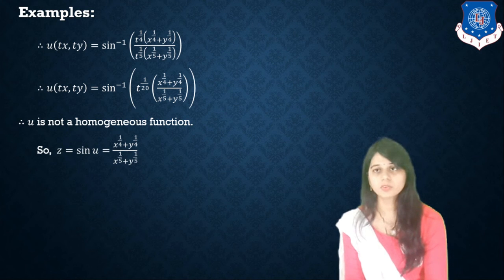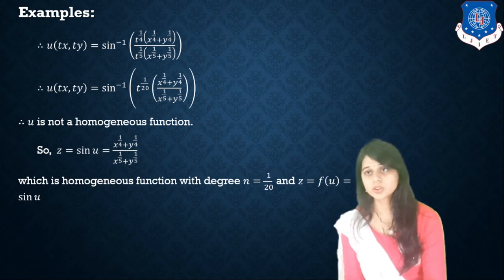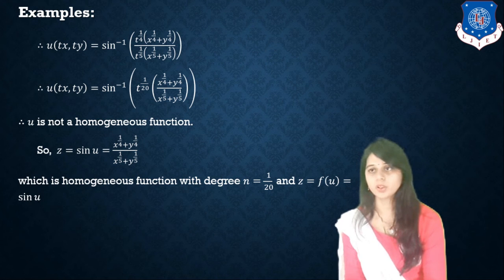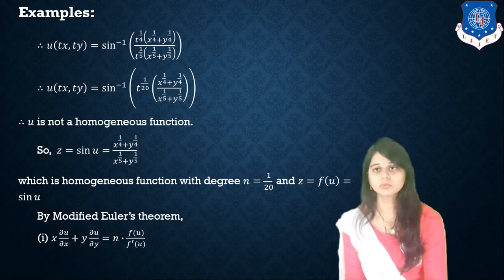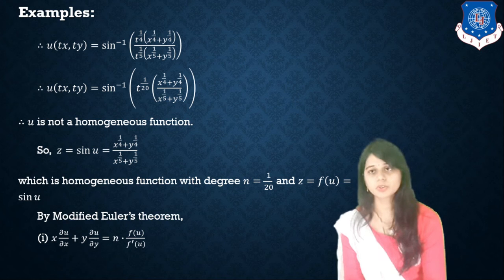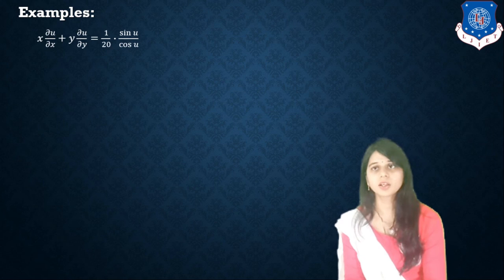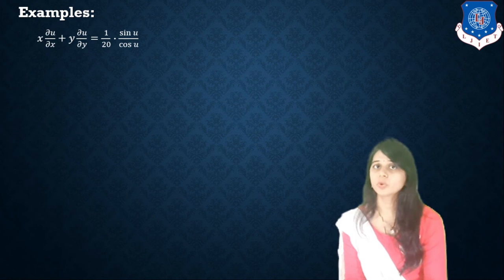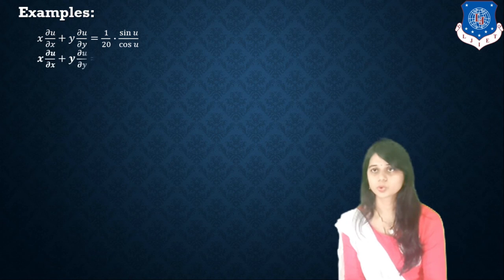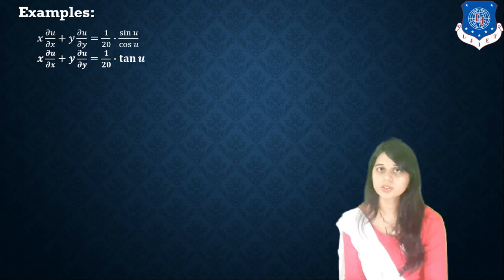So we take z equal to sin u, which is x raised to 1 by 4 plus y raised to 1 by 4 upon x raised to 1 by 5 plus y raised to 1 by 5. This is a homogeneous function with degree n equal to 1 by 20, and z equal to f of u equal to sin u. By the modified Euler theorem, first is x del u by del x plus y del u by del y equal to n f of u upon f dash u. What is our n? n is 1 by 20. What is our f of u? It is sin u, f dash u is cos u. So x del u by del x plus y del u by del y equal to 1 by 20 into tan u. Hence, we prove the first result.